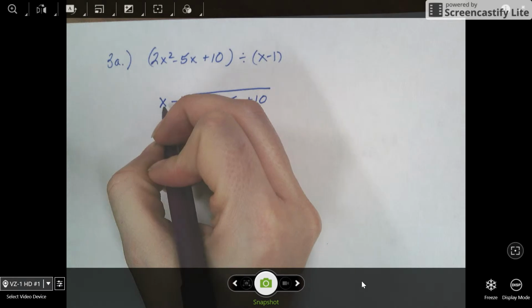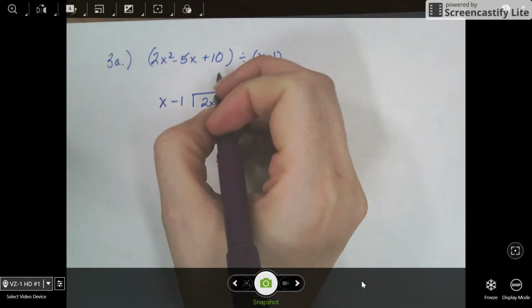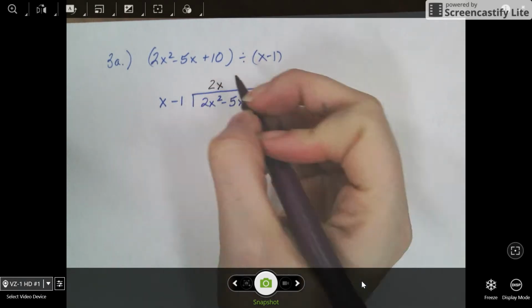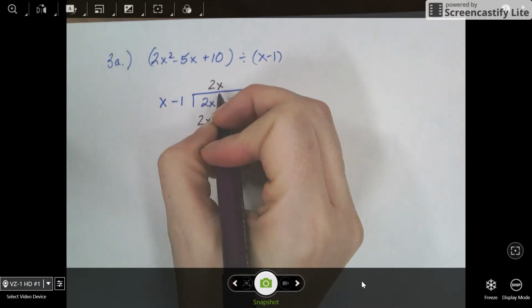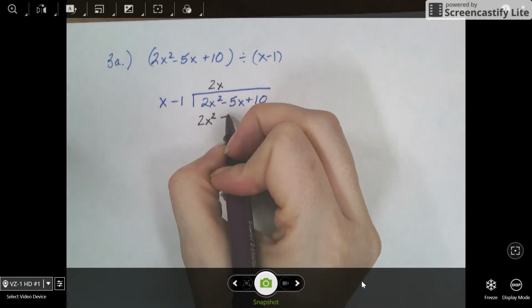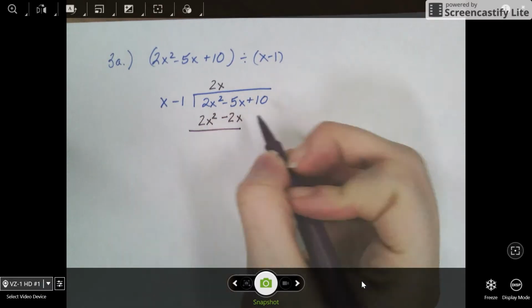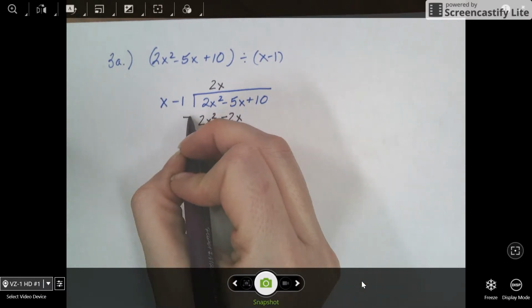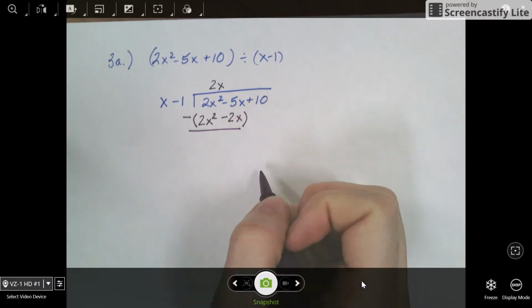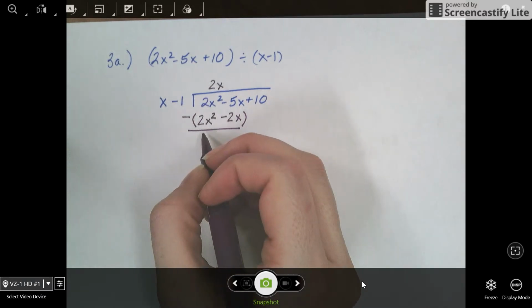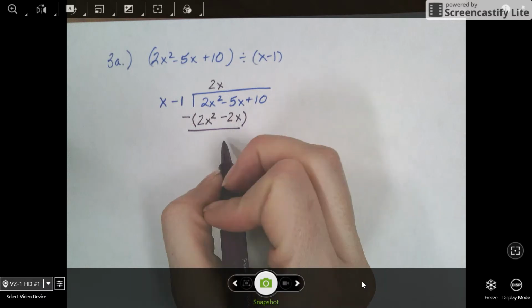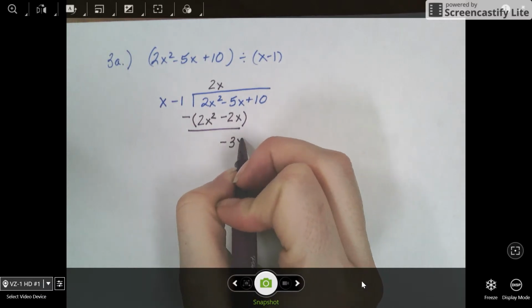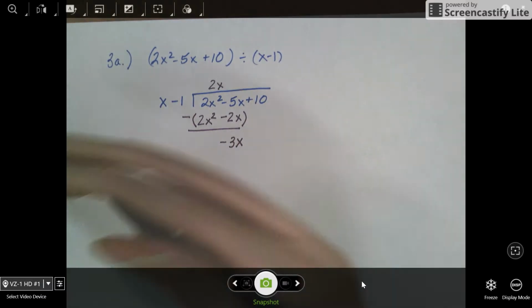So x goes into 2x squared, 2x times. I can multiply 2x times x, I get 2x squared. 2x times negative 1, I get negative 2x. And I'm going to subtract this, and when I subtract, everything gets subtracted, not just the 2x squareds. So I have negative 5x minus negative 2x. I end up with negative 3x. And then I'm going to bring down this 10.